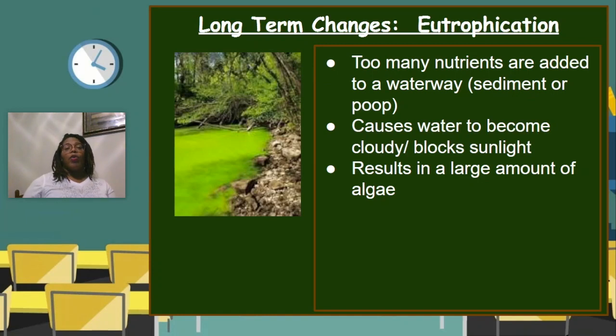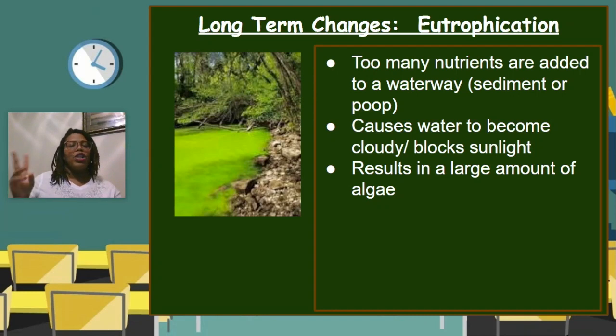Okay, so one of them is this picture of the green, yucky water. And this is called eutrophication. So eutrophication happens when you have too many nutrients that are in a body of water. So those nutrients could have come from sediment that just ran off, like from a farm and washed into the water. It could be just poop, from too much animal poop in the water, from cows in a pasture, perhaps.